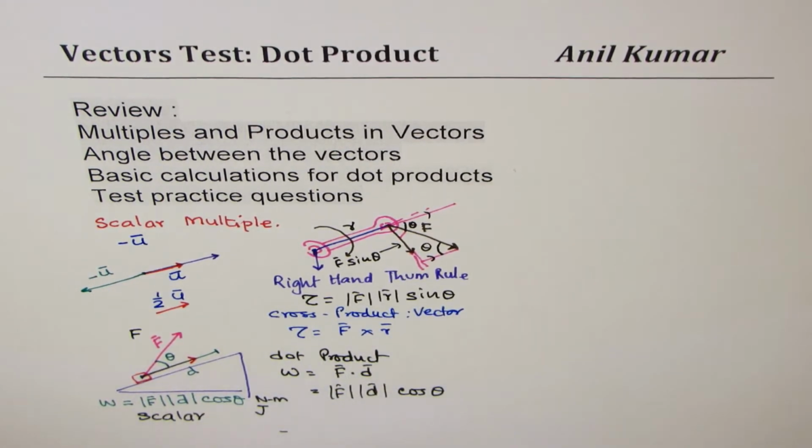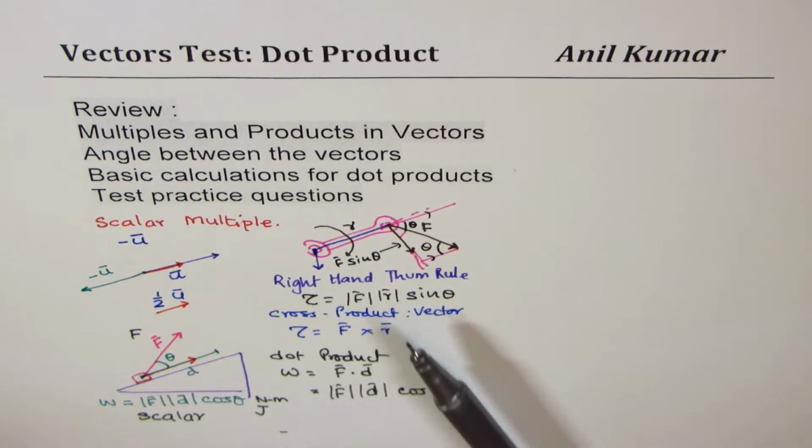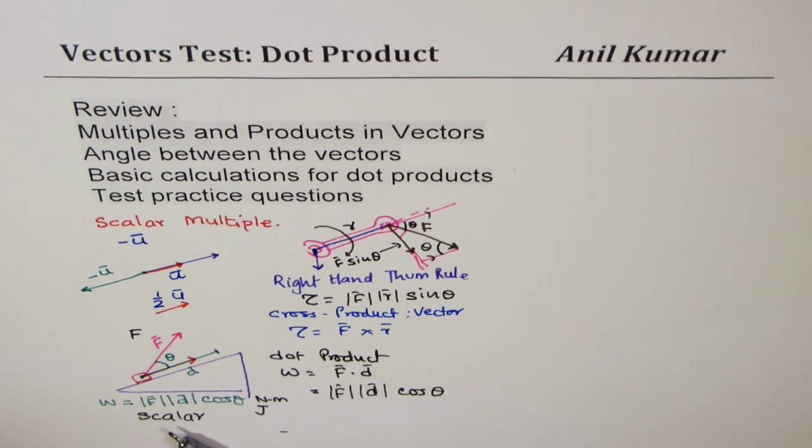So as you can see here, dot product basically gives you work done kind of a thing, and the cross product gives you the torque kind of a thing, right? So cross product is a vector quantity, results into vector quantity. Dot product results into a scalar quantity. It is also sometimes called scalar product for that reason. So that's very important to understand.